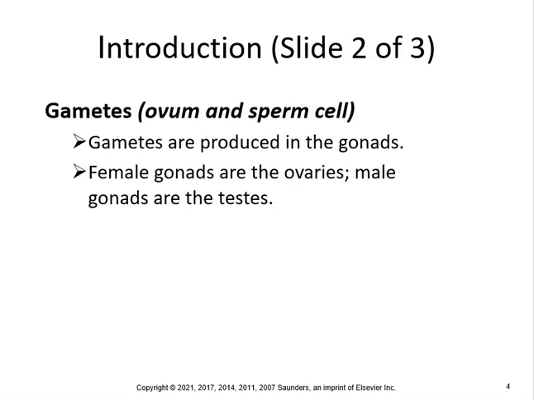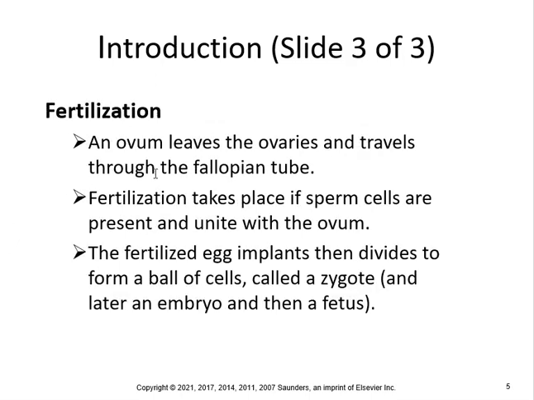Gametes are produced in the gonads, so the female gonads are the ovaries and the male gonads are the testes. Now, fertilization: an ovum leaves the ovaries every 28 days and travels through the fallopian tube. Fertilization takes place if the sperm cells are present and unite with the ovum. The fertilized egg implants, then divides to form a ball of cells called a zygote, and later an embryo, and then a fetus after 63 days. Okay.